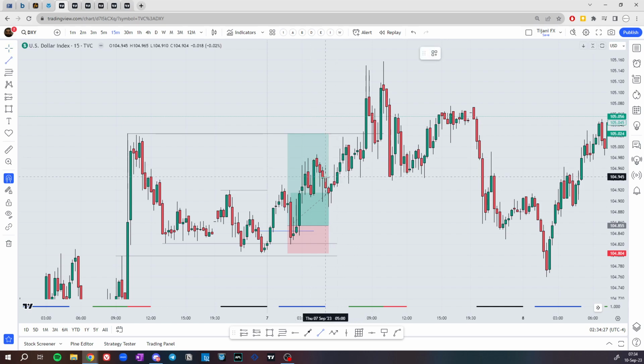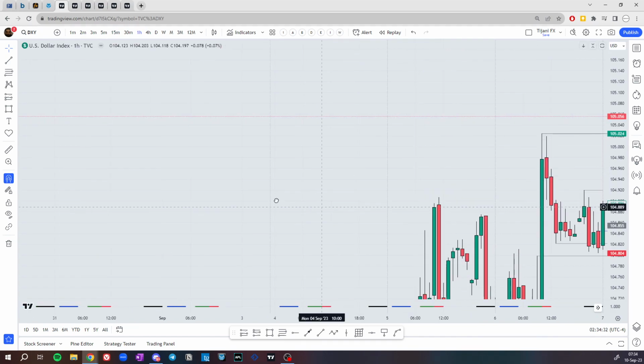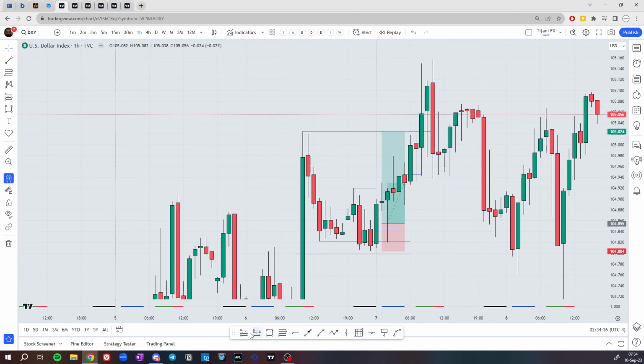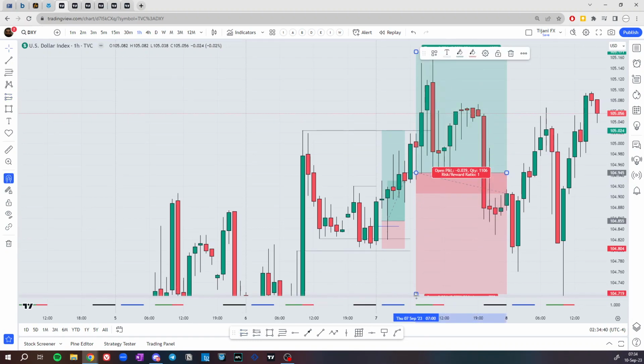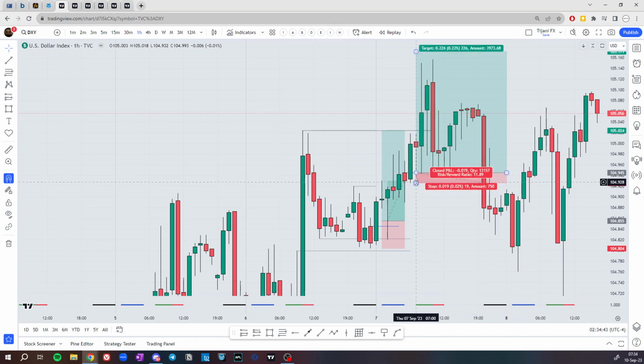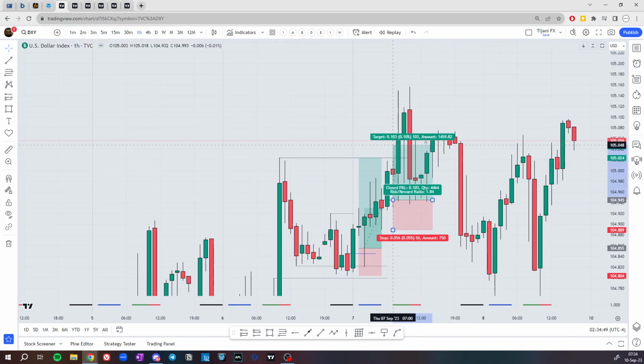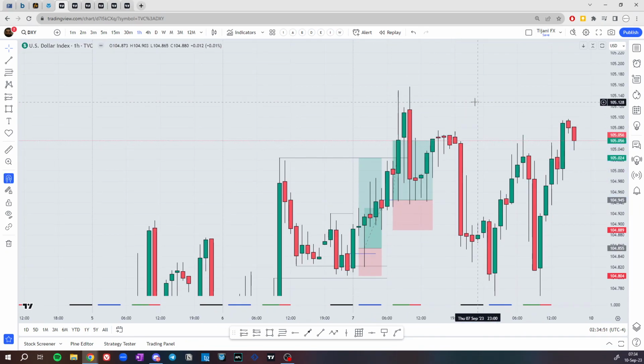at New York kill zone once price has retraced to this 1 hour order block right here. I look for another entry somewhere here, targeting this high here, 122.